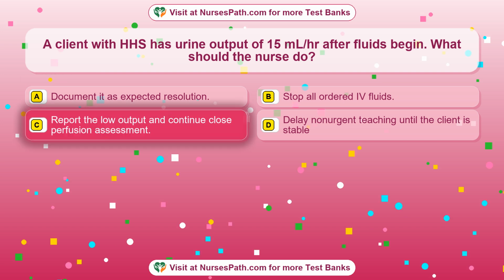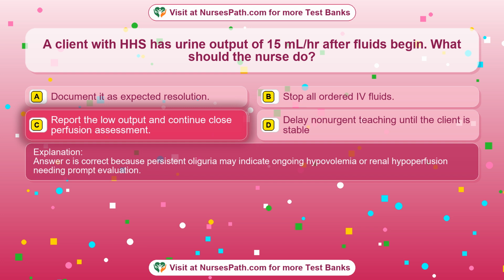The correct answer is option C, report the low output and continue close perfusion assessment. Answer C is correct because persistent oliguria may indicate ongoing hypovolemia or renal hypoperfusion needing prompt evaluation.